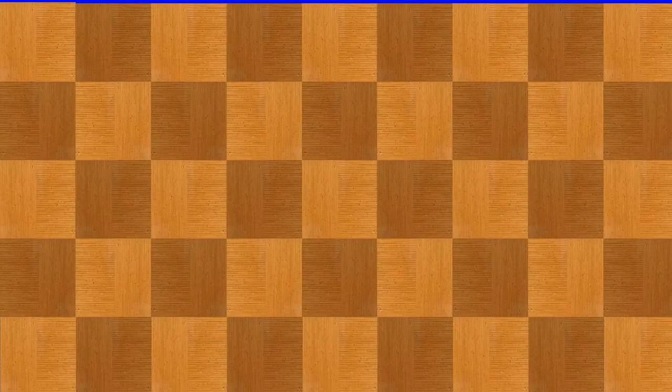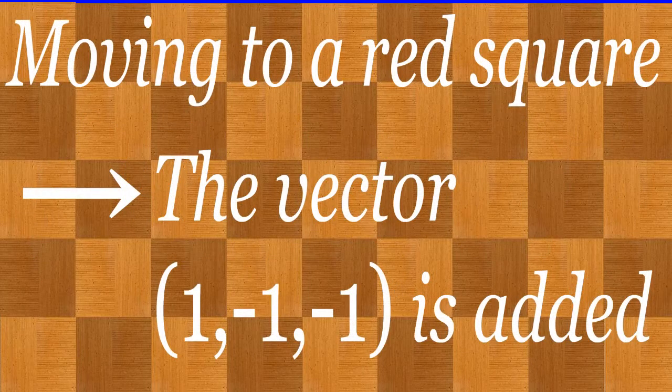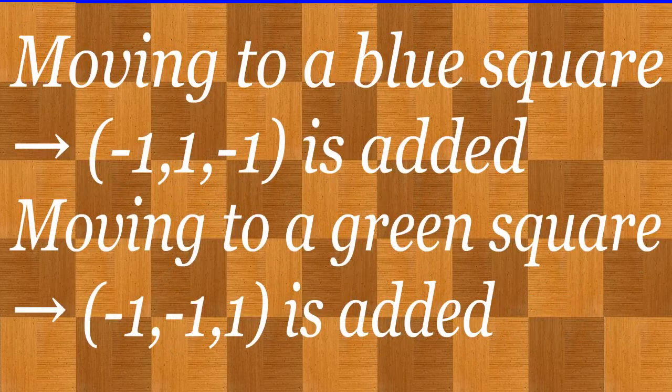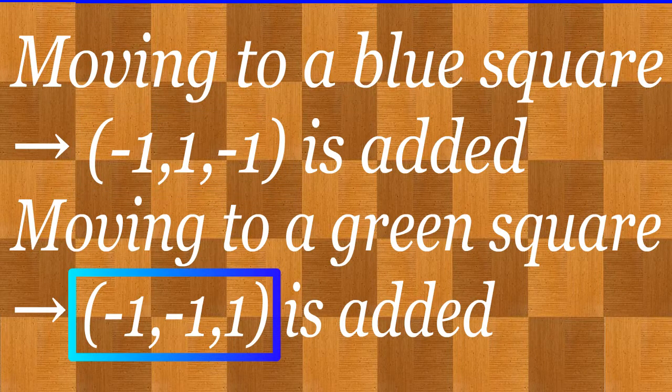That is, if we think of R, B, and G as an ordered triple, then, when a pawn is moving to a red square, the vector 1, minus 1, minus 1 is added. Similarly, when a pawn is moving to a blue or a green square, respectively, then the vectors minus 1, 1, minus 1, and minus 1, minus 1, 1 are added.